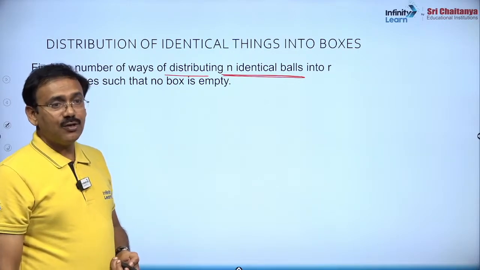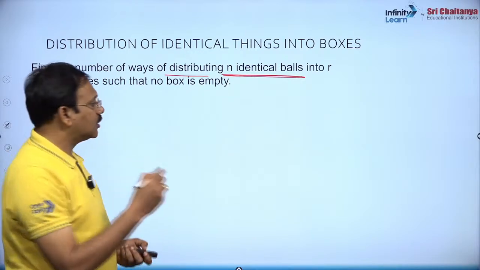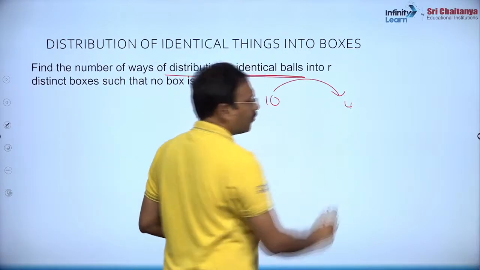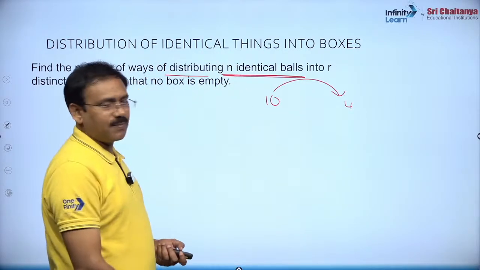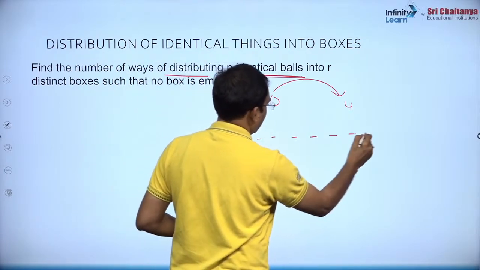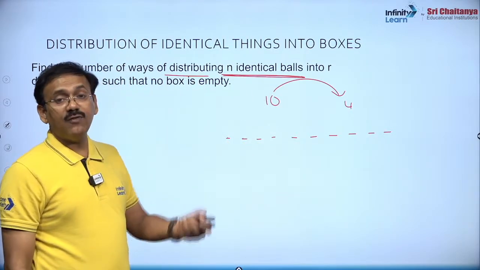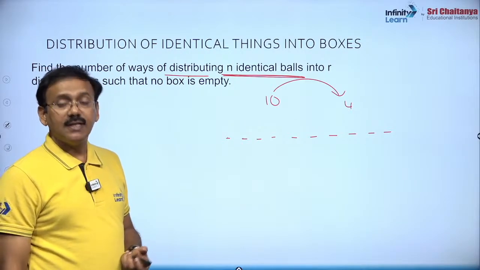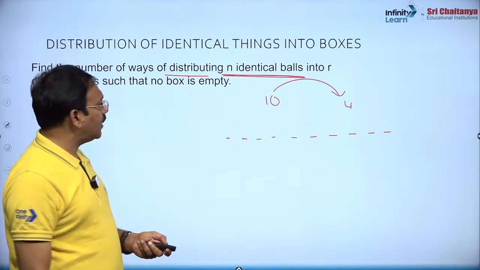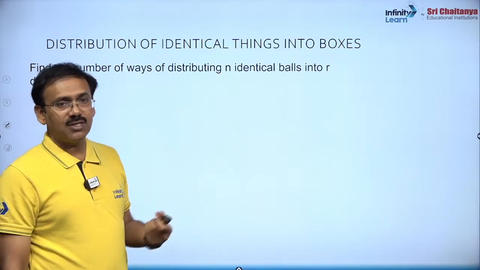So my dear friends, you can see here n identical balls into r boxes. Suppose you treat it like 10 identical balls into 4 boxes. So what we do is, on the ground you can put 10 balls. So these things are to be kept in 4 boxes, such that no box is empty, he said. Generally this is one case. Here you see in how many ways you can distribute, this is the other case.